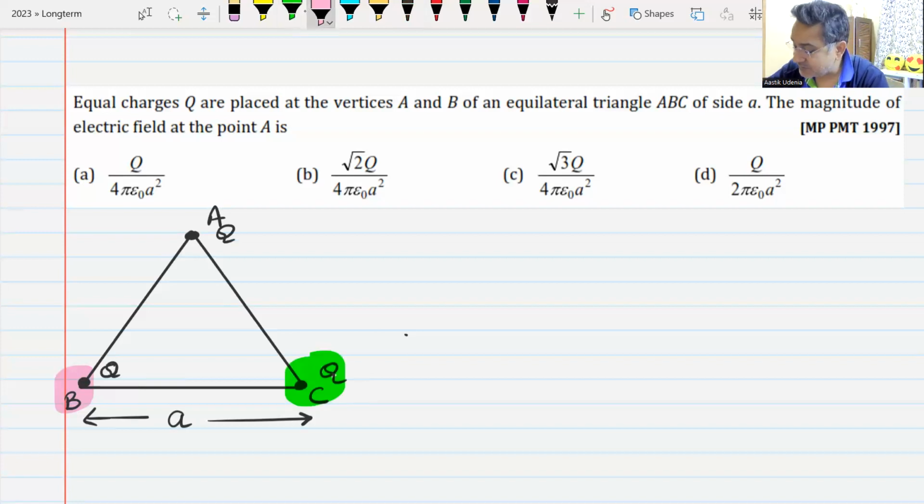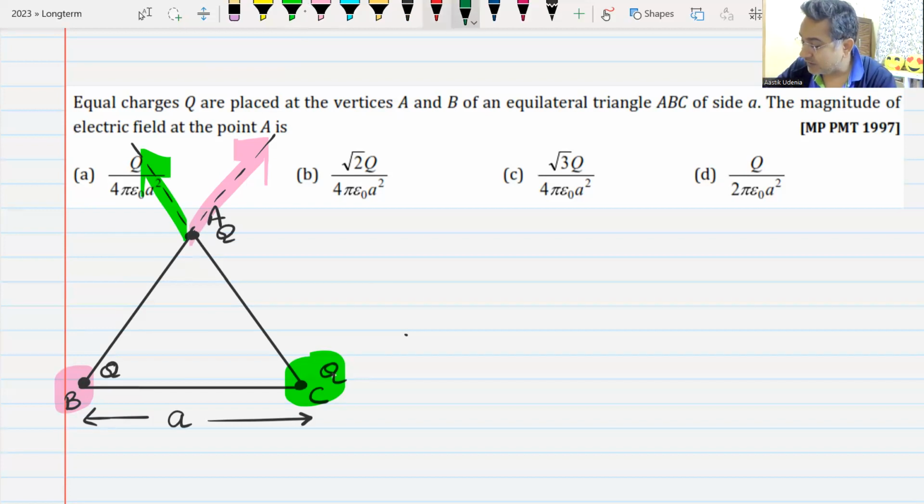In which direction will the pink charge create field at point A? It will be in this direction. Yes or no? Yes, sir. In which direction is the green charge going to create field at point A? It will be in this direction. Yes or no? Yes. Everything is same. Both the charges are same. Both the distances are same. These two fields will be inclined at an angle of 60 degrees from each other. Yes or no?